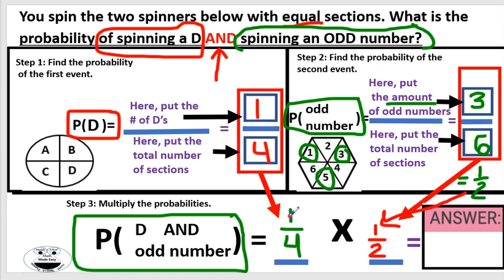It's not wrong. 1 times 1 is 1. And 4 times 2 is 8. If you don't know how to multiply with fractions, and if you're able to use a calculator, then you can do that as well. They have a multiplying fractions calculator on the internet, or you can multiply with decimals. So the probability of spinning a D and an odd number is 1 out of 8.